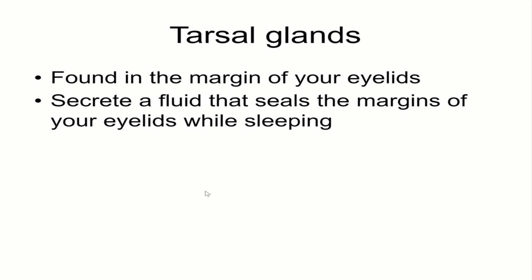Then you have tarsal glands. Tarsal glands are found at the margins of your eyes, so at the corners of your eyes. And they secrete a fluid that seals the eyelids during sleep so that you don't have your eyelid fall backwards and expose the eyeball during sleep. And if you've ever woken up with an eye booger, or that dry crust in your eye, that's the tarsal fluid that has dried during the night.